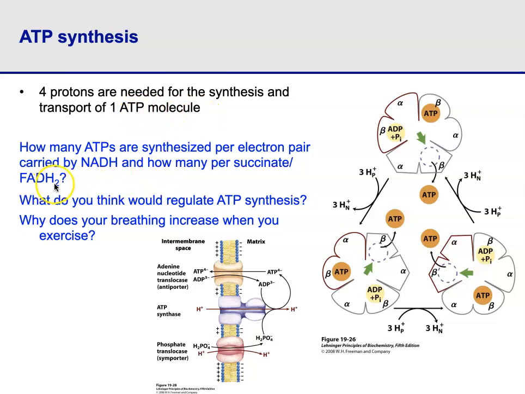Now for every electron pair donated through complex 2, or directly to Q, we transport 6 protons, which are sufficient only for 1.5 molecules of ATP to be synthesized and transported outside the mitochondria.